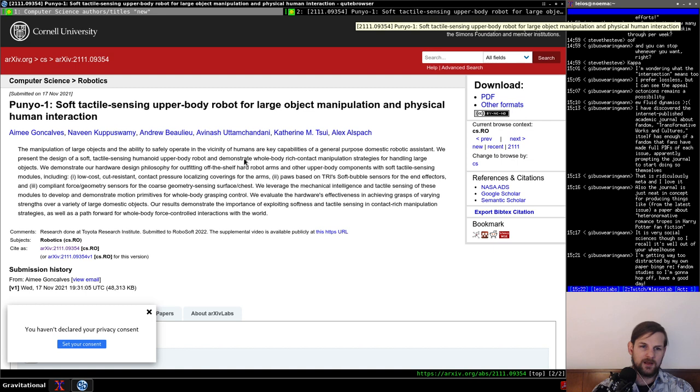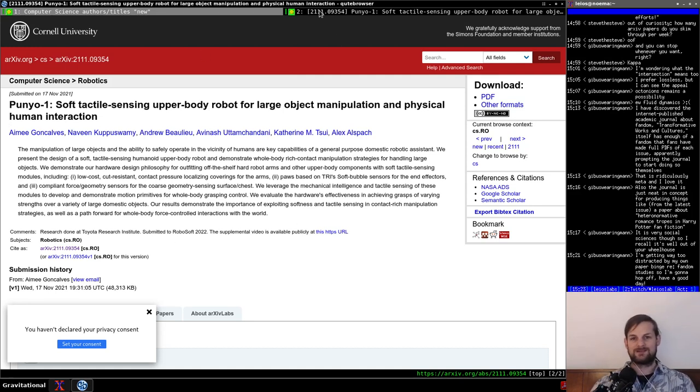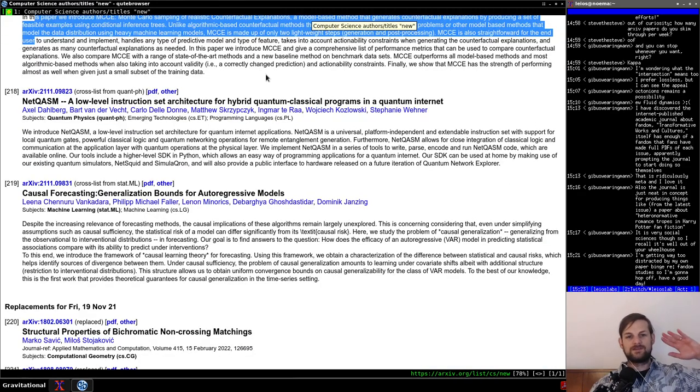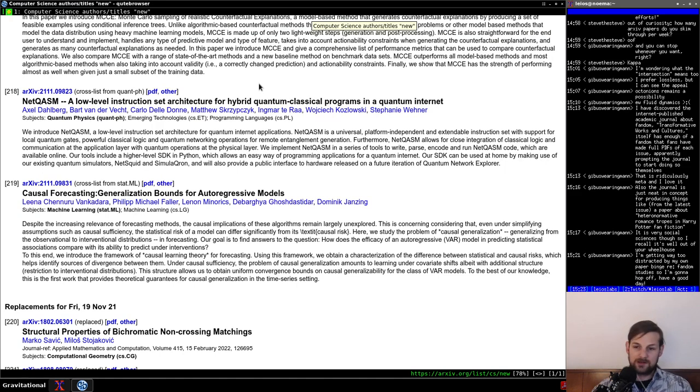A soft tactile sensing upper body robot for large object manipulation and physical human interaction. Interesting. They're talking about literally having a robot that has physical human interaction. The manipulation of large objects and the ability to safely operate in the vicinity of humans are key capabilities of a general purpose domestic robot assistant. They're literally talking about a domestic robot assistant. Okay. So this is kind of what I do in the mornings, usually before stream.